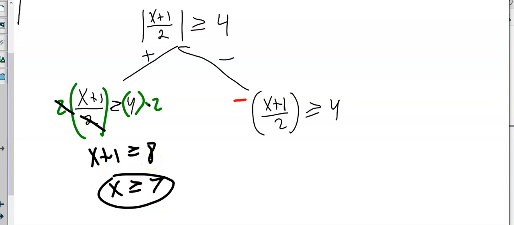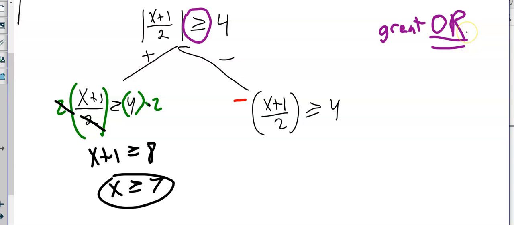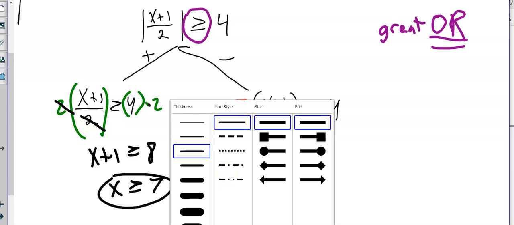But again, let's see, what's the sign here? I think we call that the greater symbol. Let me try to spell that: greater symbol. So less than, greater. When you see a greater symbol with absolute value inequalities, there's going to be an or in between these two. Let's keep going.